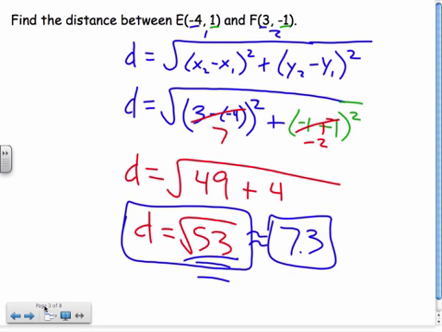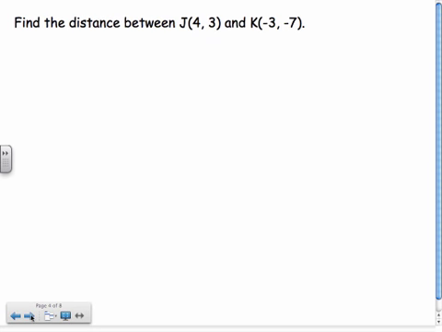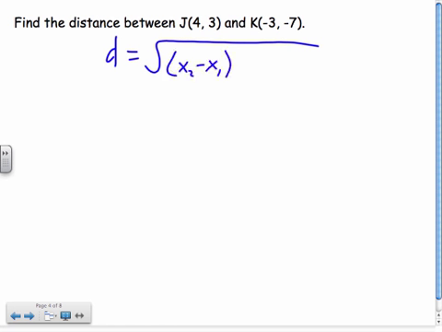So just plug it into our distance formula. I'm going to show you my shortcut way. Okay, this is how I do the distance formula. I'll write the distance formula here just so we can see it. Right, the square root of x2 minus x1 squared plus y2 minus y1 squared.